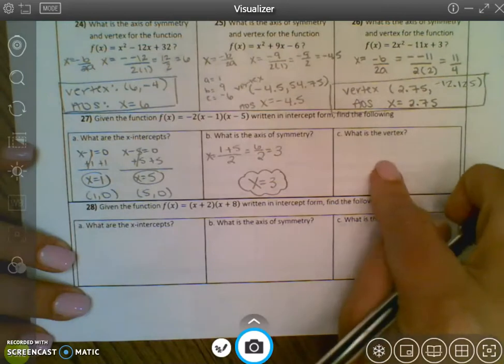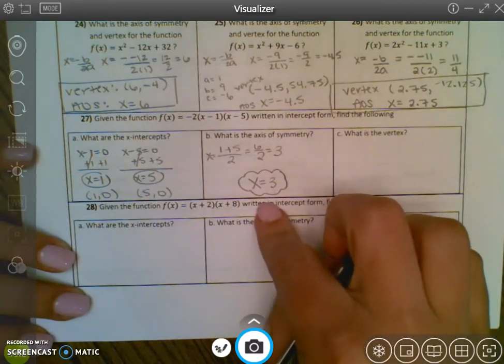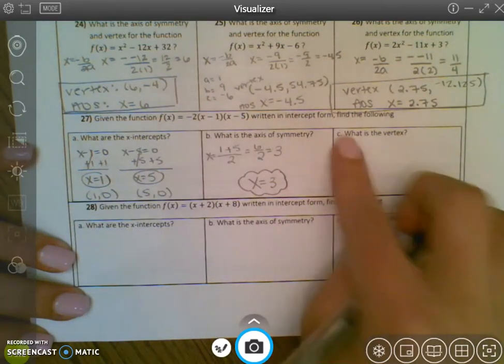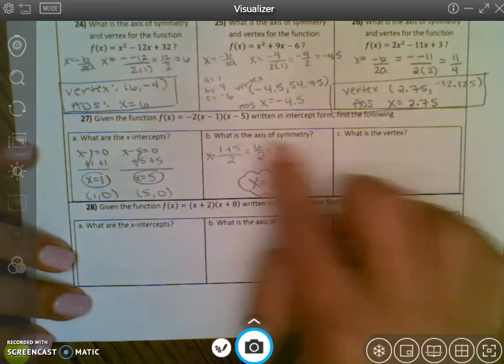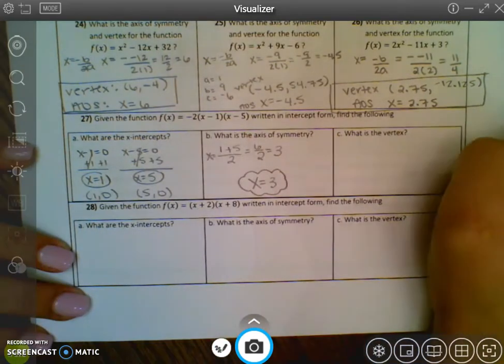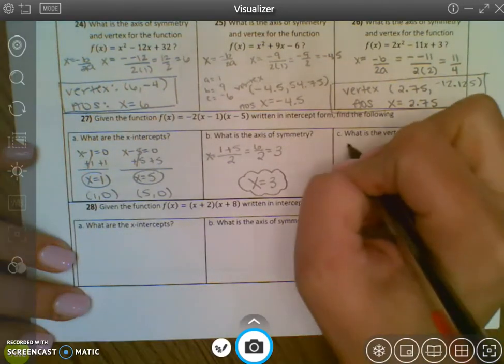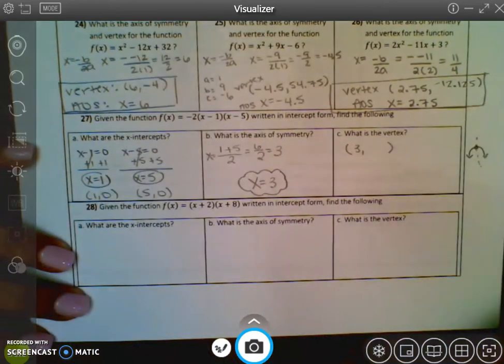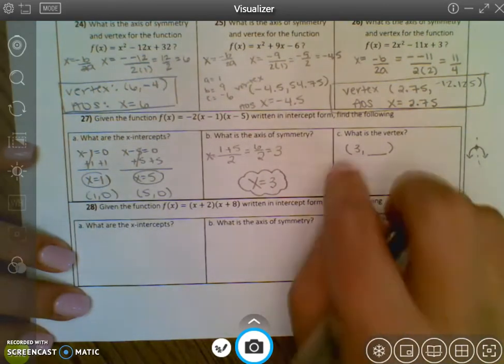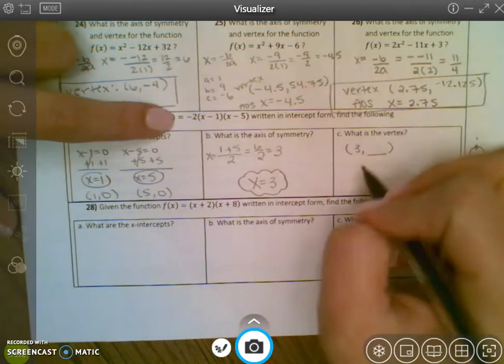Okay, and the vertex has the same x as the axis of symmetry, because remember, it goes straight through the equation. So this picture would kind of look like that. You have your axis of symmetry, and then your vertex has the same x. Okay, so I already have the x of the vertex. I just need to find the y. So I'm going to plug this into the original equation.